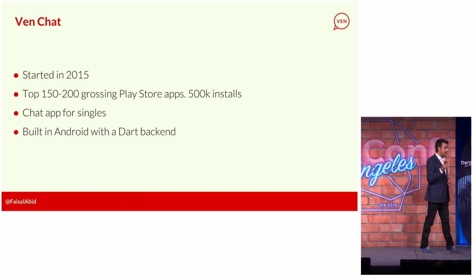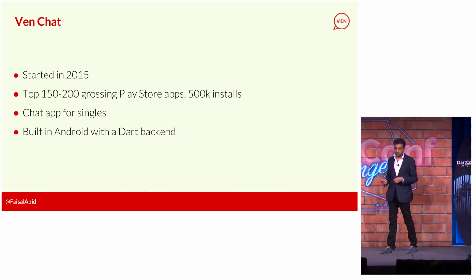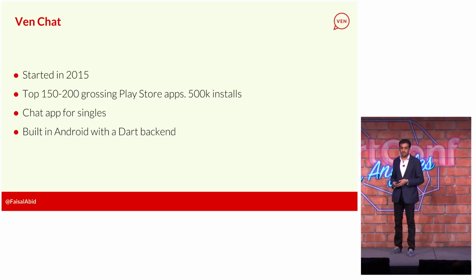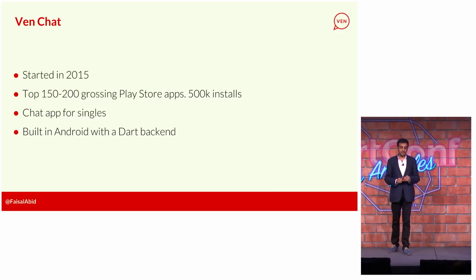So the one that I got, made some money is Ven Chat. I started it in 2015. It's one of the top 150 to 200 grossing apps, depending on the month. It's very variable. It has 500,000 installs. It's essentially a chat app for singles. There's nothing special about it. And it's built in Android currently with a Dart backend.